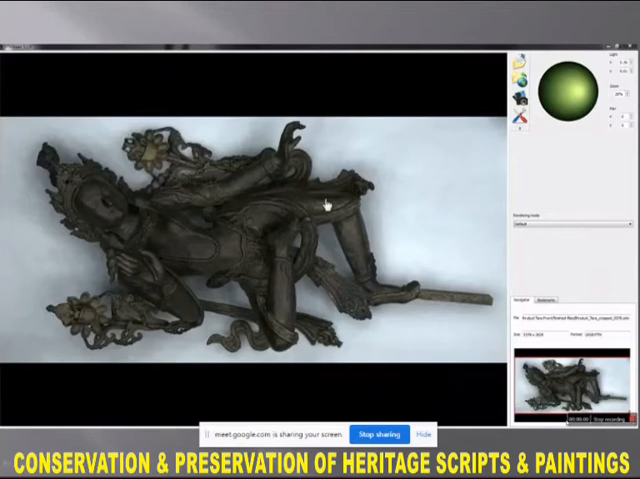The first and foremost, most important criterion is to identify the object. Conservation treatment can never begin without identifying the object and what treatment methods are available. So there are multiple methods that are available.